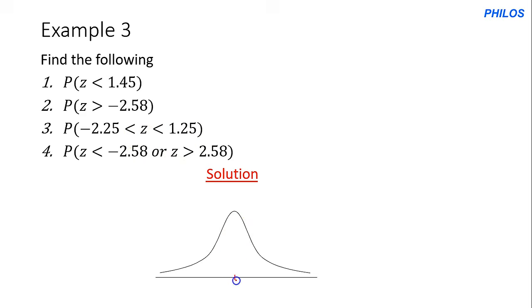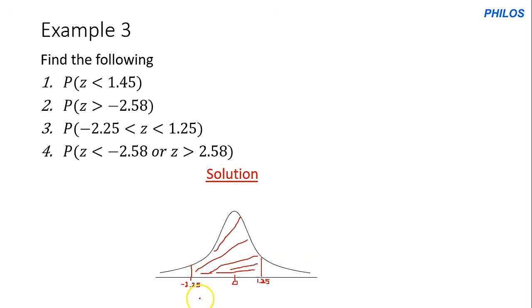Then remember, the middle is 0. And then the z-scores at the left should be negative, right are positive, okay? So let's put negative 2.25 here, and then let's put positive 1.25 here. So we are finding the area from negative 2.25 to positive 1.25.